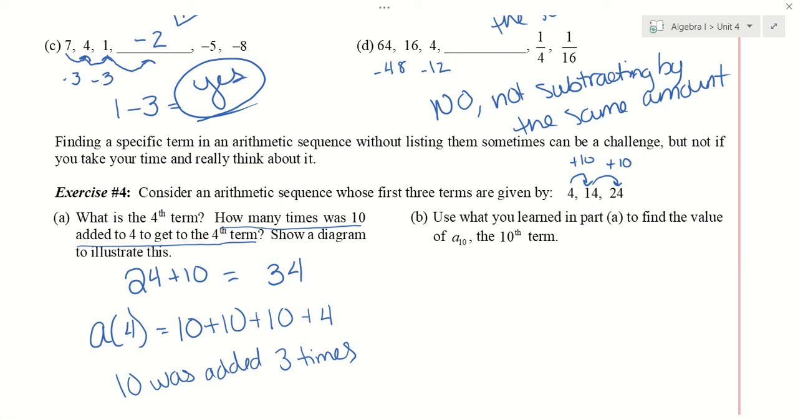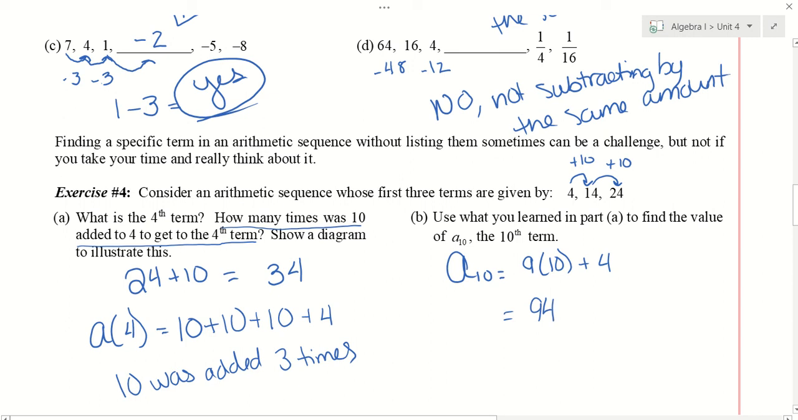So I actually added 10 one fewer time than the term number. So if I'm going all the way to the 10th term, how many times am I adding 10? On the fourth term, I added 10 three times, 1 less. So on the 10th term, I should be adding 10 nine times. So it's 94.